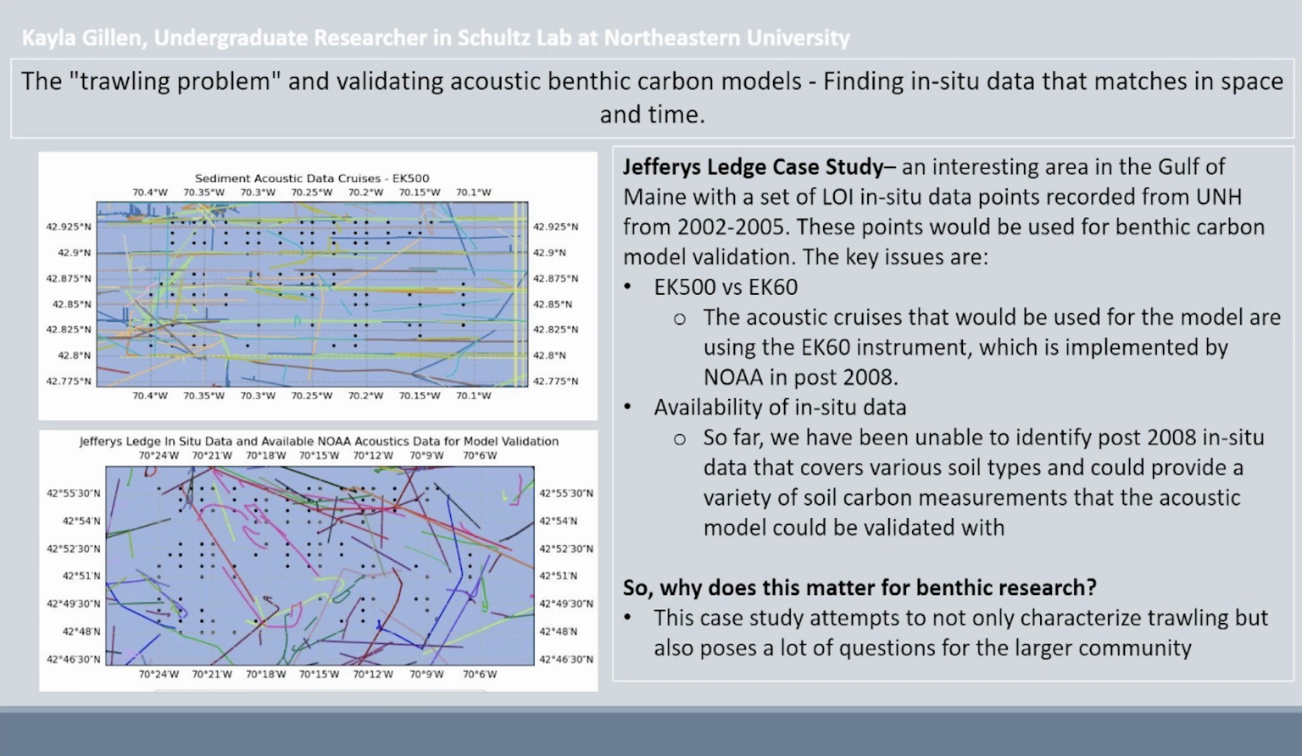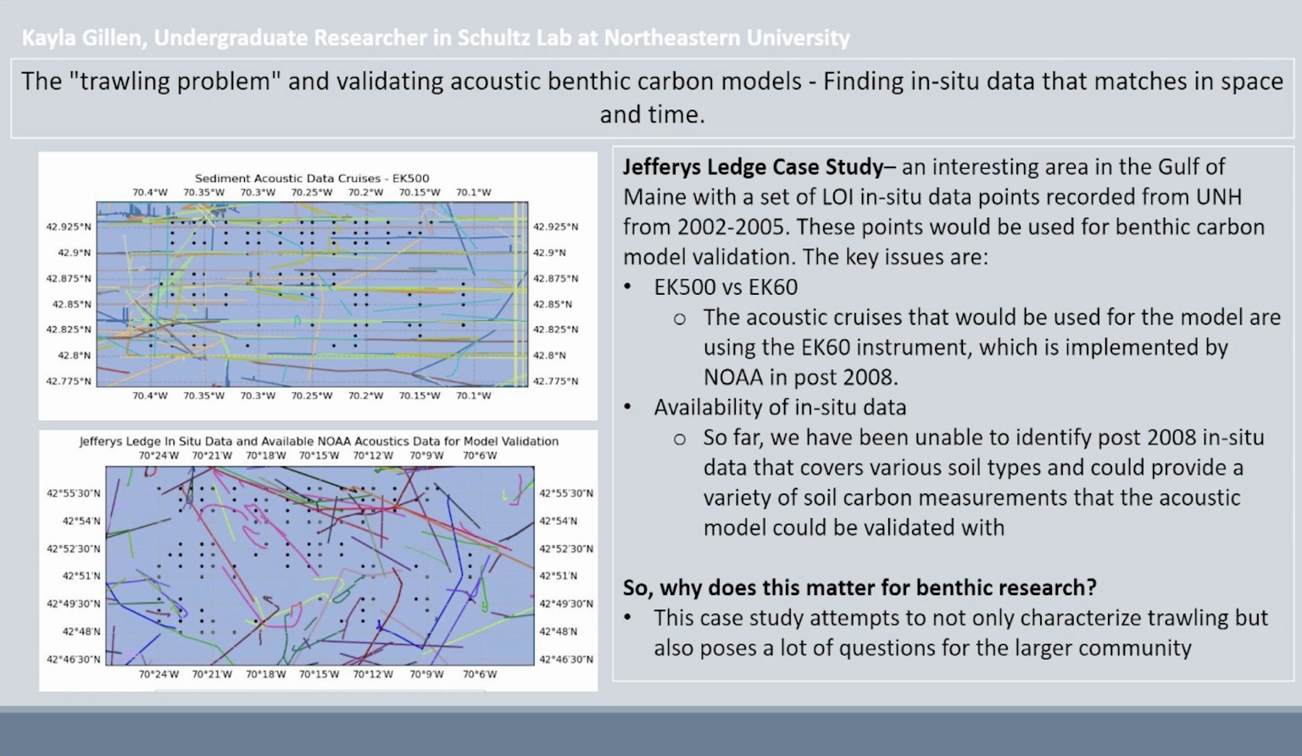I just want to go over what I've been working on, and a lot of the challenges that I've been running into 3 months into this space. I bring a new perspective. I've been working on the trawling problem, trying to characterize trawling along the East Coast, most specifically in the Gulf of Maine.